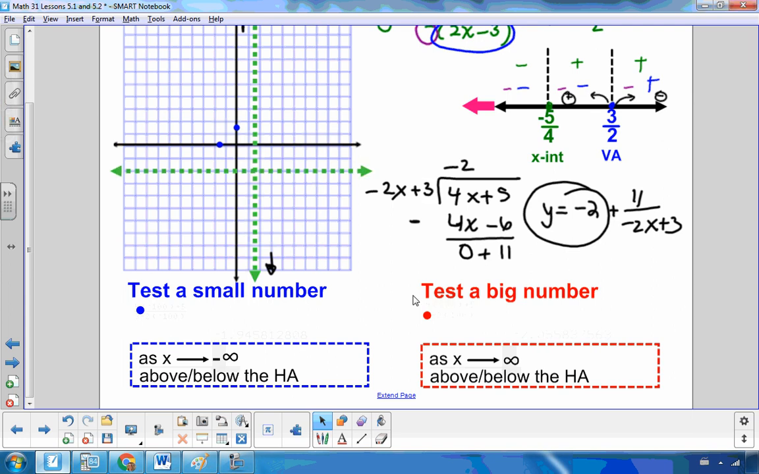Now I'm just going to look at the behavior on either side. I'm going to test a really small negative number, for example negative 100, and see where it is compared to the horizontal asymptote of y equal to negative 2. I plug that in and I can see that compared to negative 2, it is above. It's a bigger number, so it's above my horizontal asymptote. Now let's test a really big number, for example 100, and compare that to negative 2. You can see here it's just below.